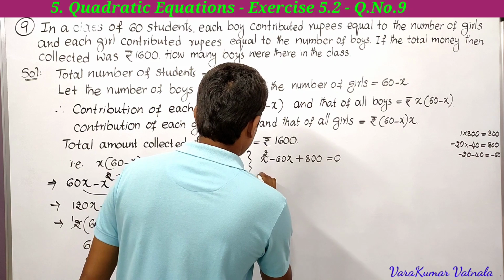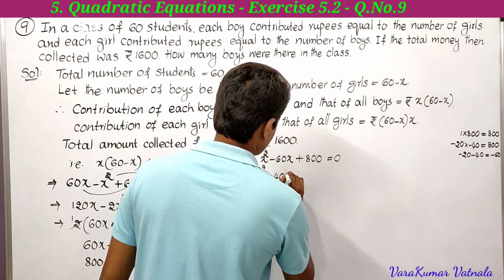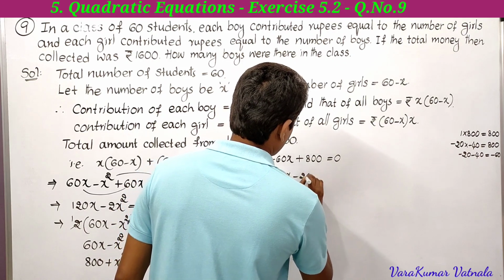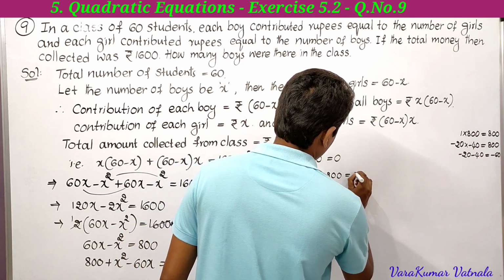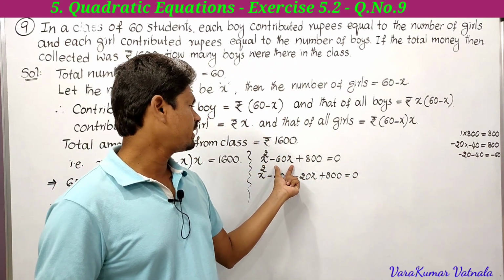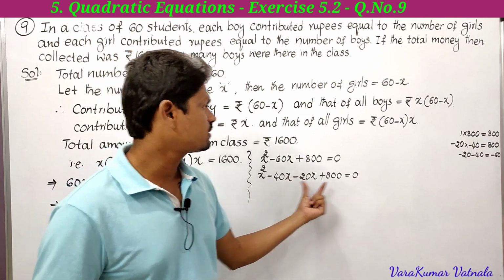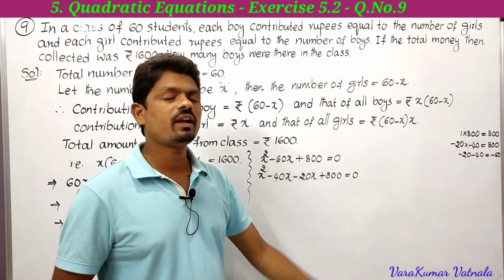So write x square as usual, but this minus 60x can be written as minus 40x minus 20x plus 800 is equal to 0. I have split this minus 60x as minus 40x minus 20x. So write x square as usual and 800 as usual.